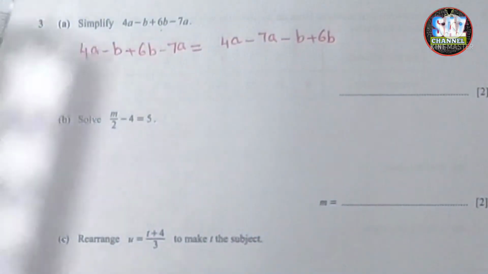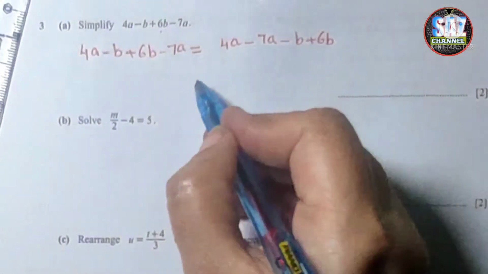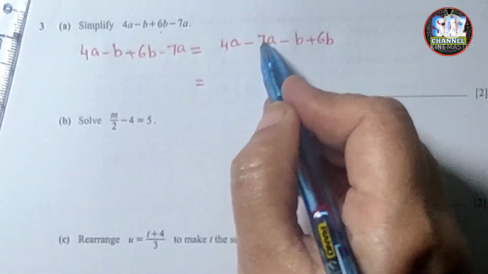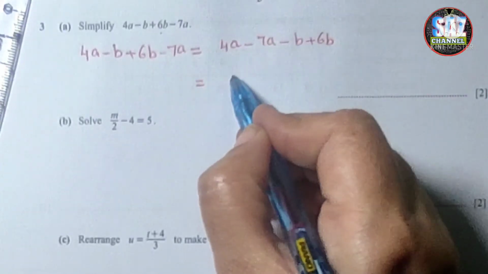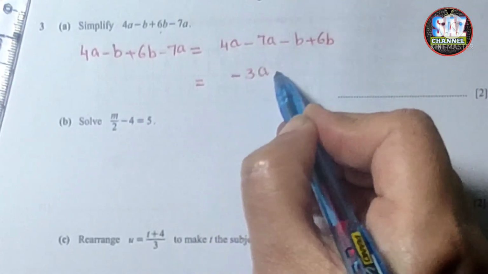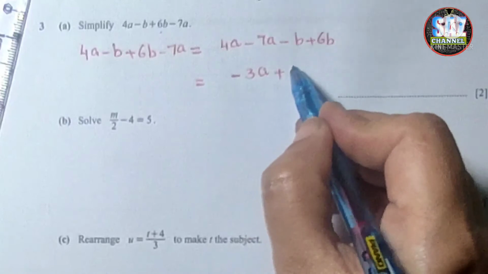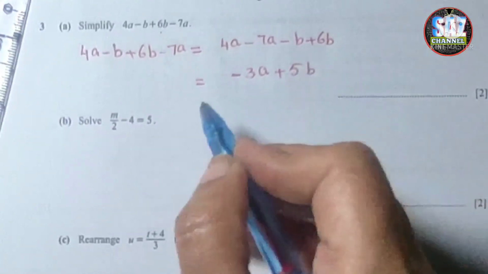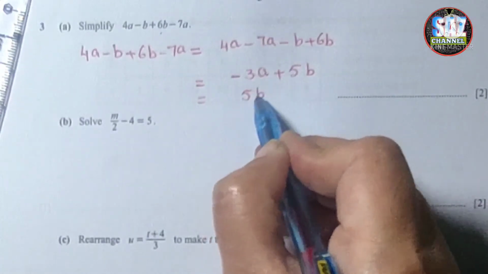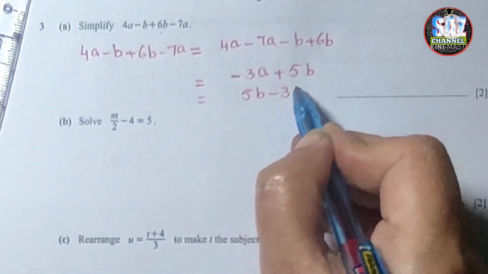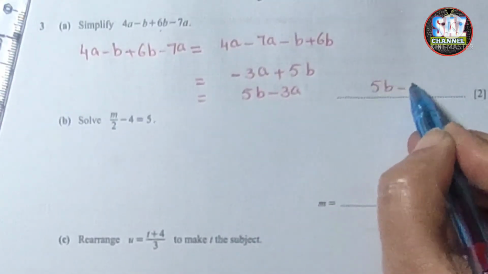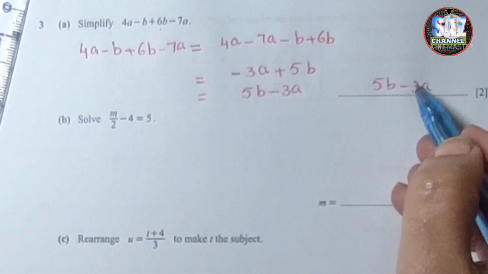Okay, students, and now what we have to do, we have to take away 4 from minus 7. This 7 is big. Do not forget the rule of integers, how to add and subtract integers. Minus 3a plus 5b, and in most of the cases we do not give the negative answer in the beginning. So rearrange your expression, rearrange your answer. 5b minus 3a. 5b minus 3a is the answer for this question.